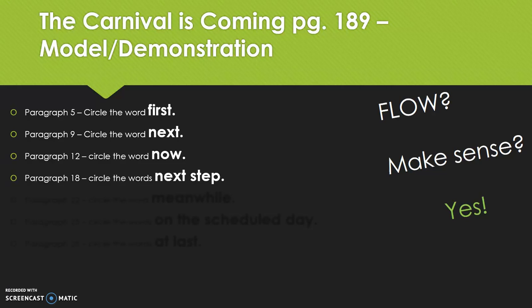I'm starting at 22. Meanwhile, order and purchase refreshments for the concession stand. Make arrangements for delivery and preparation of the food. Prepare signs to show costs of food items. Students, paragraph 22, circle the word meanwhile.